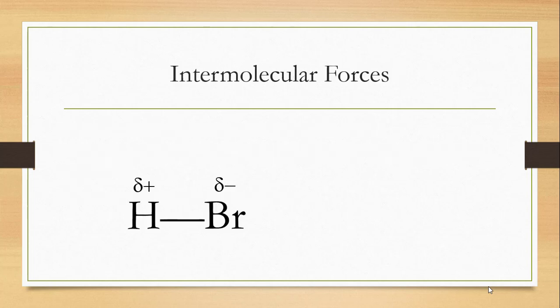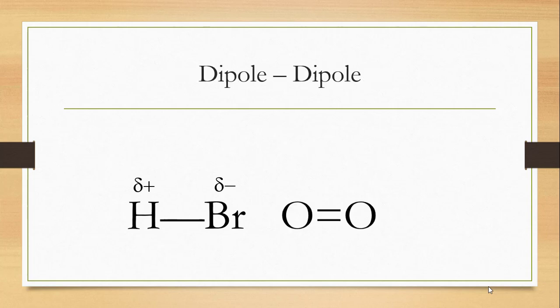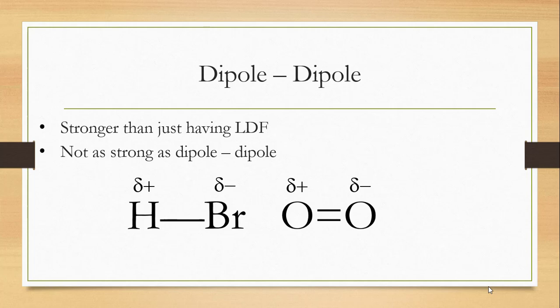So you take a look at HBr again. Hydrogen slightly positive, bromine slightly negative. You put it next to an oxygen molecule. Now the oxygen molecule is nonpolar, there is no dipole. But the slight negative charge of the bromine slightly repels the electrons of the oxygen. So there is now an induced dipole there. The left side of the oxygen has a slight positive charge, and the right side has a slight negative charge. And now there is the electrostatic attraction between the bromine and the oxygen. This is slightly stronger than just having LDFs, but it's not as strong as having a dipole-dipole.